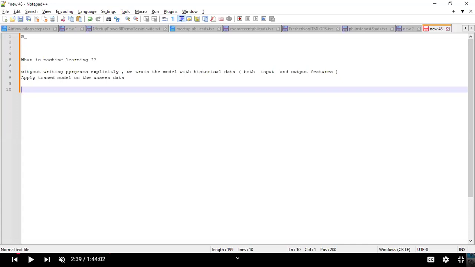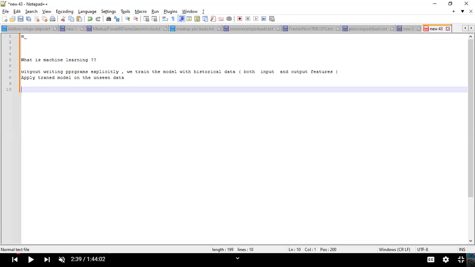So here it is the responsibility of the data scientist to make sure that the model generalizes well. Even if you apply the model on any unseen data, it should predict with more accuracy.